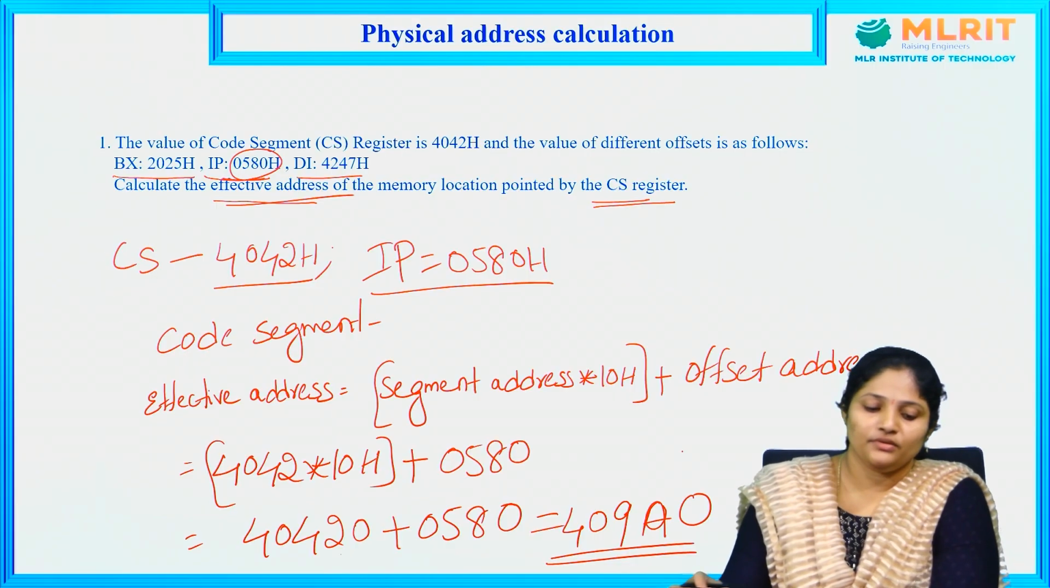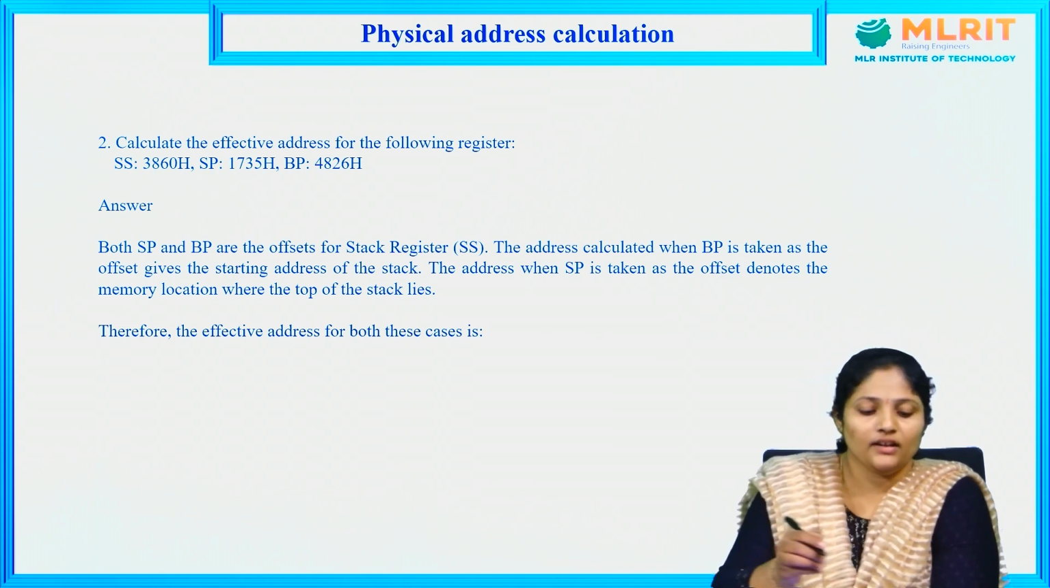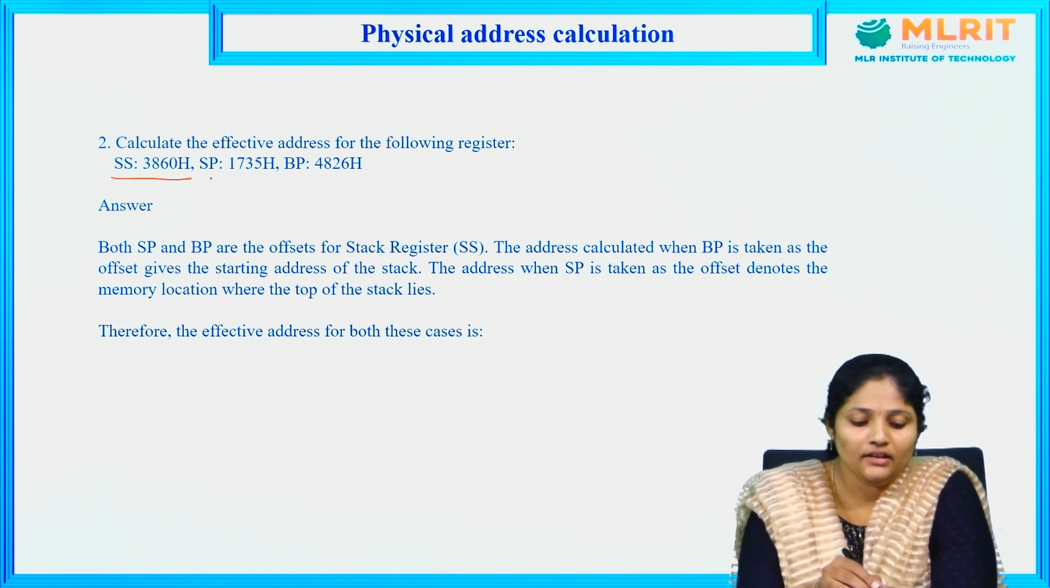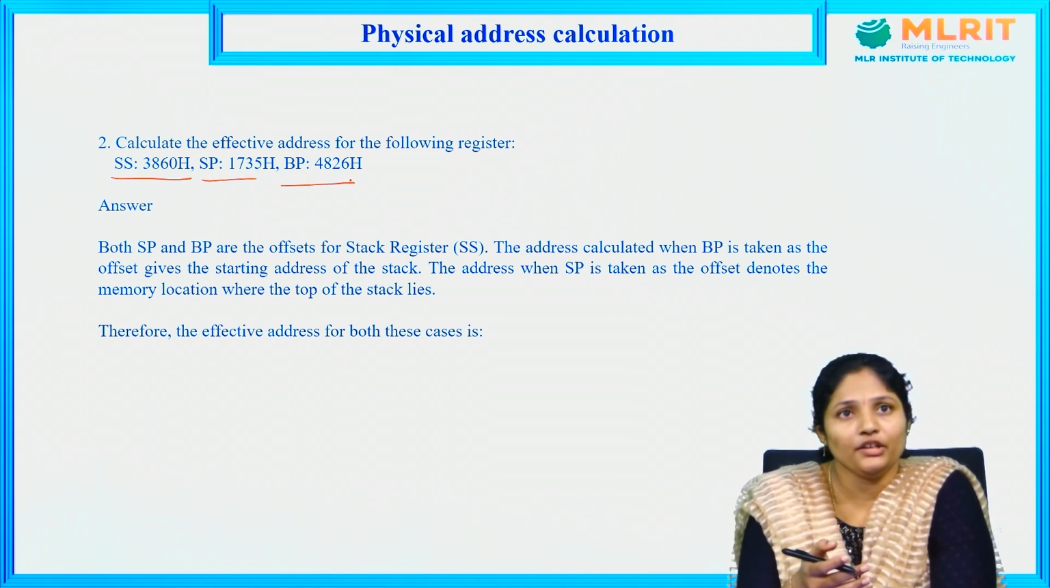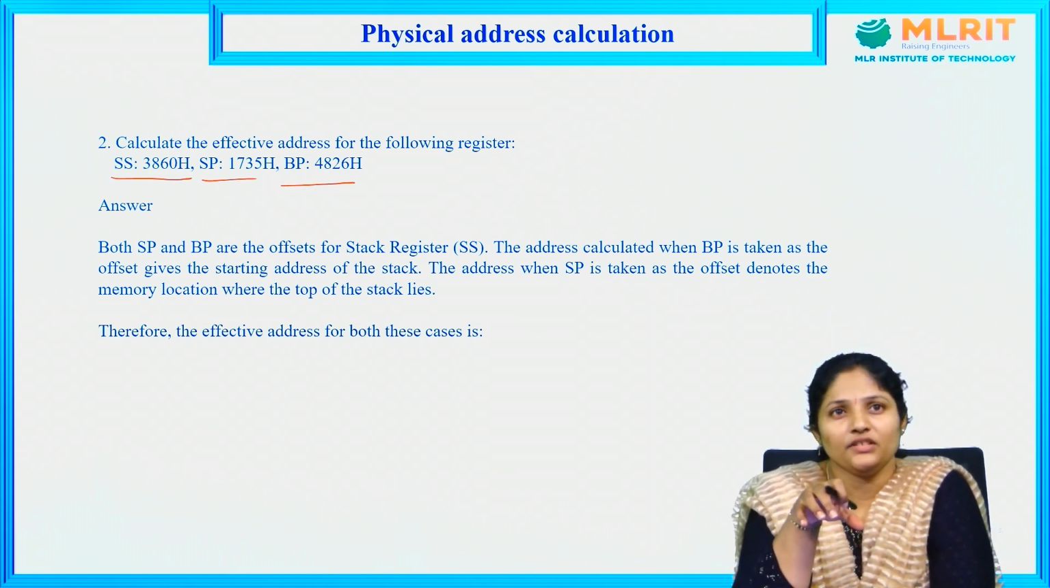Now coming to the second question. Here, calculate the effective address for the following registers. They have given the stack segment register, which is the segment address. Here SP and BP. As I already told you, to find the effective address of data present in the stack segment, the offset address can be stored in SP and BP.